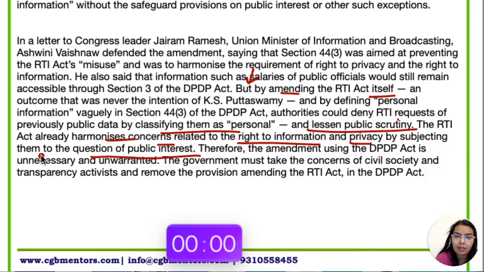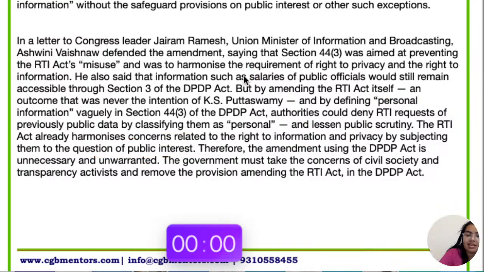The government must take the concerns of civil society and transparency activists and remove the provision amending the RTI Act in the DPP Act. Now here he is saying that this is unnecessary, don't do it, we should not follow it. This kind of amendment should be undone. So this is how it is.